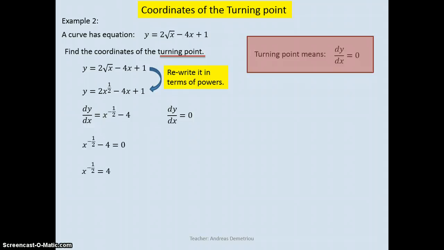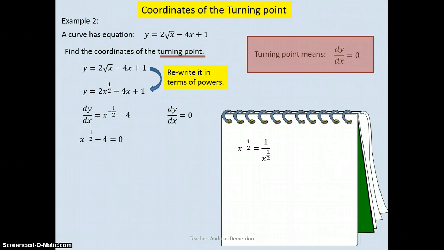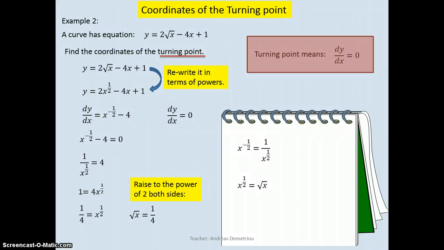Now we need to think, how is it possible to find the value of x? Remember, x to the power of -1/2 is the same as 1 over x to the power of 1/2. This is a very important step, to be able to move back and forth with the powers. So 1 over x to the power of 1/2 is equal to 4. Multiply both sides by x to the power of 1/2 and divide by 4. Now x to the power of 1/2, which just means the square root of x, is equal to 1 over 4. Therefore, square both sides. We get that x is equal to 1 over 16.